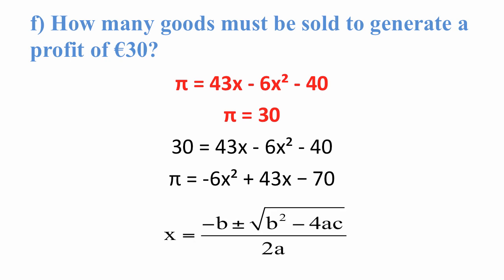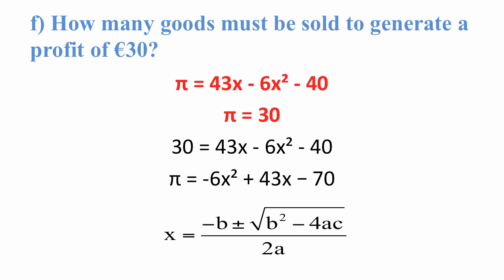This will be given in the exam in your formula sheet, and we have to identify from that profit equation what figure is representing A, B, and C. And just a note: don't rely on the first figure being A, your second B, and your third one C. In other words, minus 6 being A, 43 being B, and minus 70 being C. Don't rely on it just because the equation is set up that way.